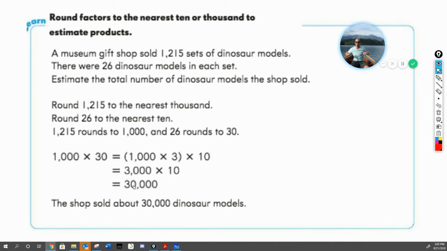Okay, do I need to know the exact dinosaur models? Apparently not, because it's asking me to estimate.